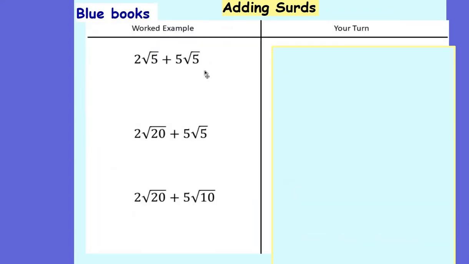Dark blue book's out for me. Can you write me the title, Adding Surds, and the date? And then I'm going to go through 3 examples, and then there's 3 for you to do in your dark blue neat books.